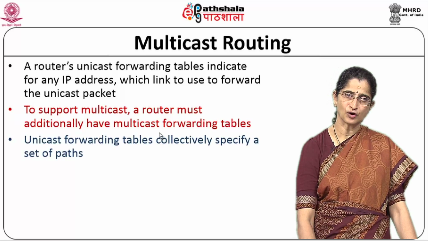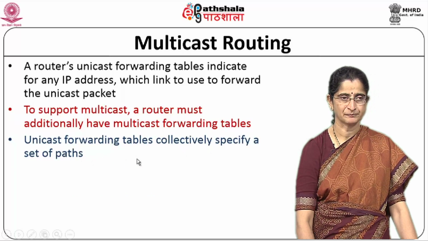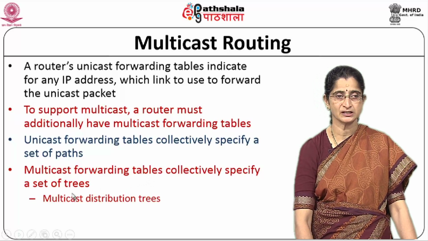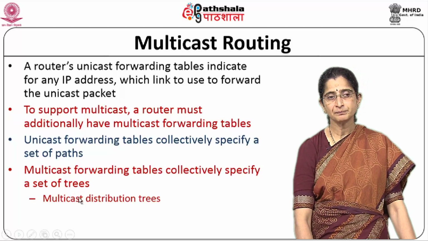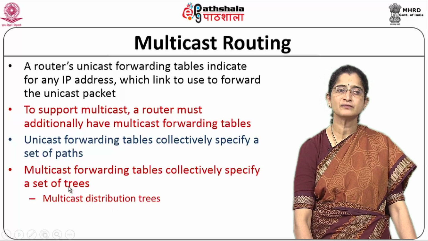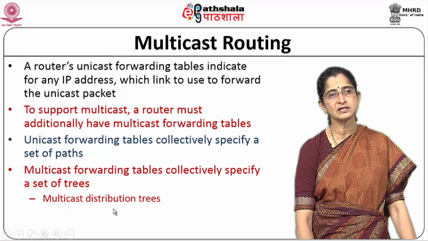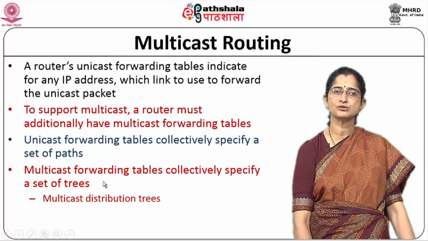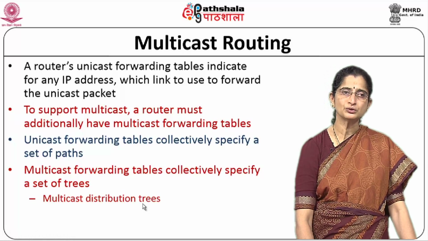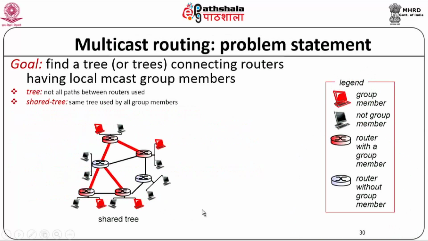Unicast forwarding tables, collectively, specify a set of paths, whereas a multicast forwarding table collectively will specify a set of trees. Why a set of trees? Because we will see that the path from a source to multiple receivers of a group would actually be in the form of a tree. So, it is a question of constructing what are called multicast distribution trees, which become important in multicast routing. Multicast routing is all about finding this multicast tree starting from a particular point to reach all the nodes in that group. That is what we need to understand, how this is set up.